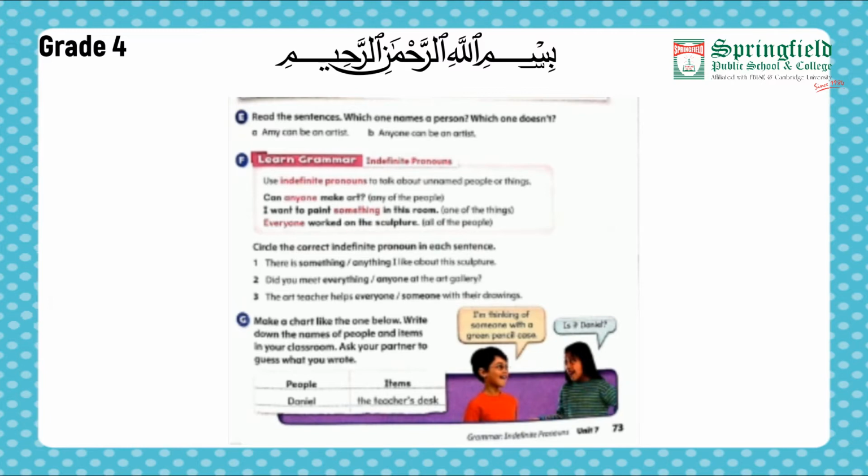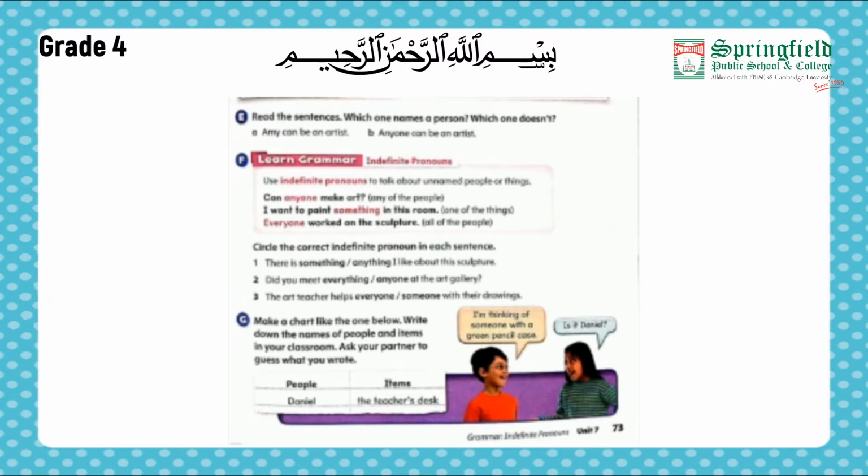Statement number 3. The art teacher helps everyone, someone with their drawings. So here there is an art teacher who is going to help everyone with their drawings. So we are going to write: the art teacher helps everyone with their drawings. Moving forward towards our part G.